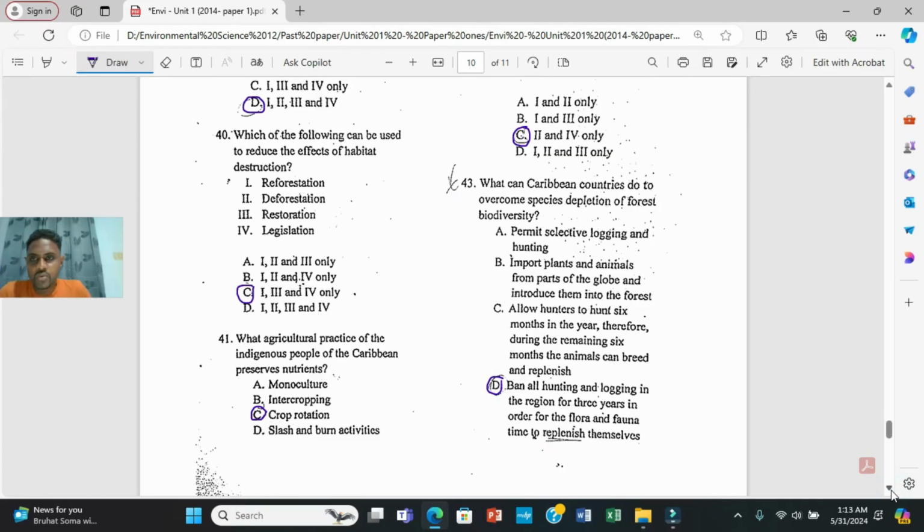Which of the following can be used to reduce the effects of habitat destruction? The answer is C, 1, 3, and 4. 1, reforestation. 3, restoration. And 4, legislation. Number 41, what agricultural practice of the indigenous people of the Caribbean preserves nutrients? The best one is crop rotation. Of course, you know, you have intercropping, guys, but intercropping would use up more than preserve. All right.